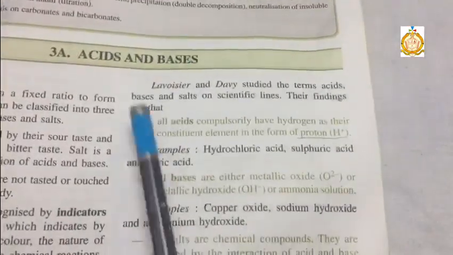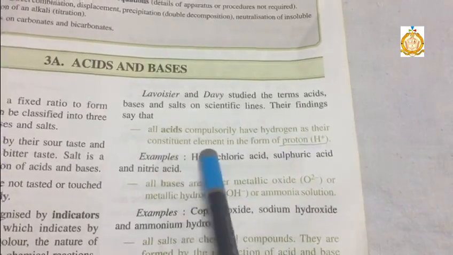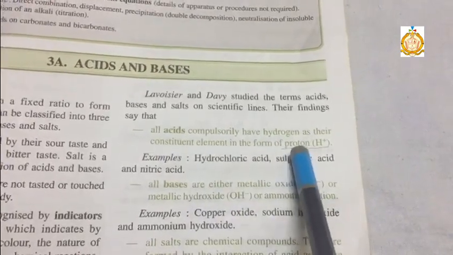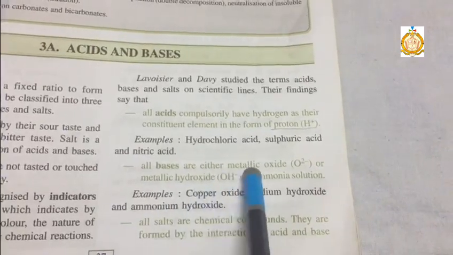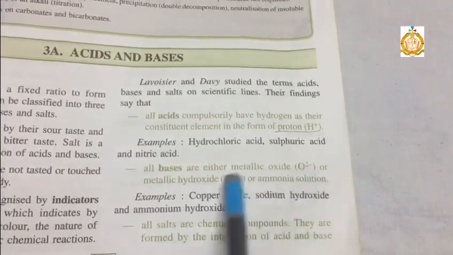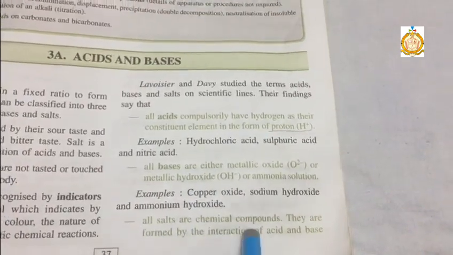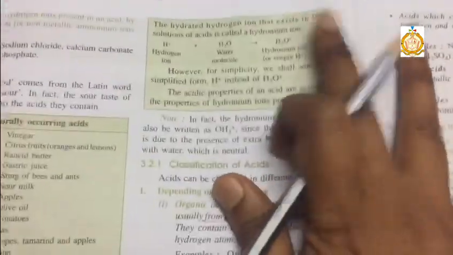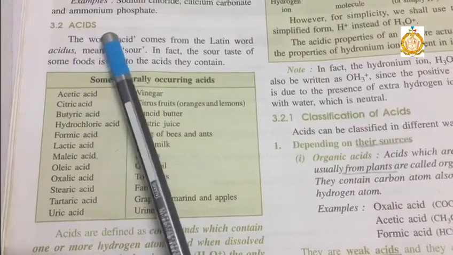Next, all acids must have hydrogen as their constituent element in the form of a proton. Bases have either a metallic oxide or a metallic hydroxide. And salts are formed when acids and bases react together. Next, we will learn about acids first.